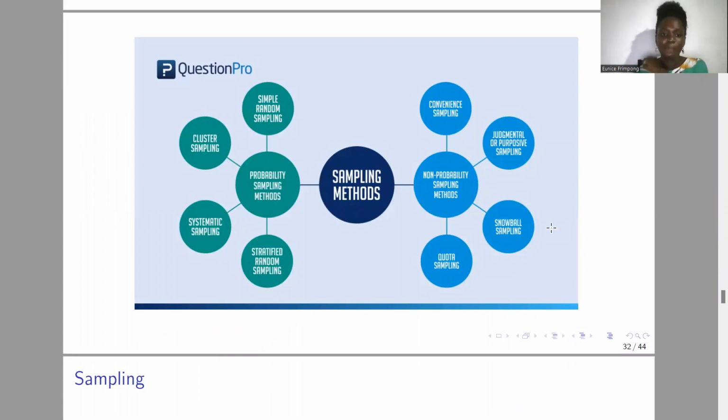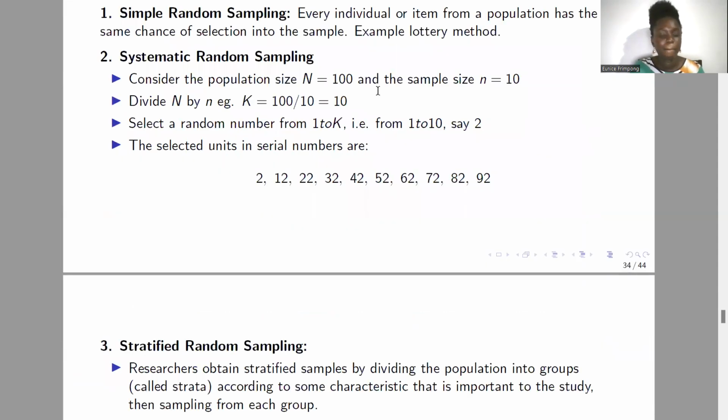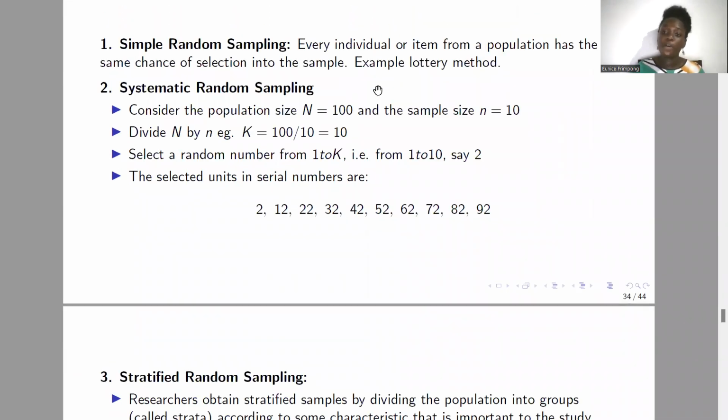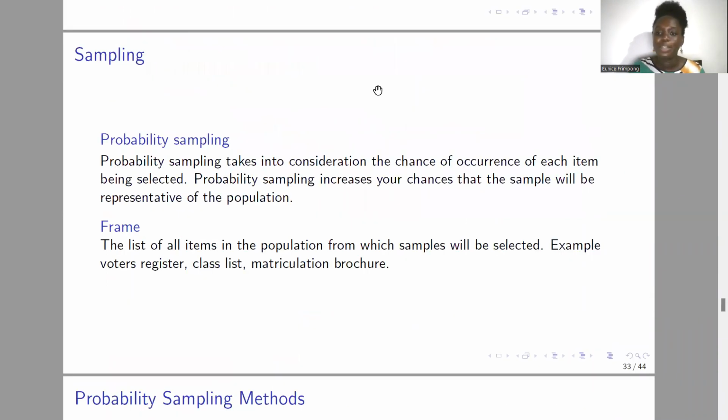There are many methods of sampling. We have methods that are probabilistic and then methods that are not probabilistic. So we have the probability sampling methods and the non-probability sampling methods. Under the probability sampling methods, we have simple random sampling, cluster sampling, systematic sampling, and stratified random sampling. And under non-probability sampling methods, we have convenience sampling, judgmental sampling, snowball sampling, quota sampling. But for the purpose of this course, we will be focusing on the probability sampling methods. So we mentioned that there are 4 types of probability sampling methods.